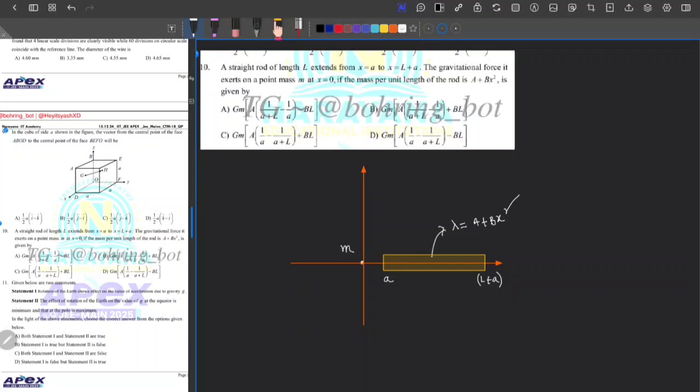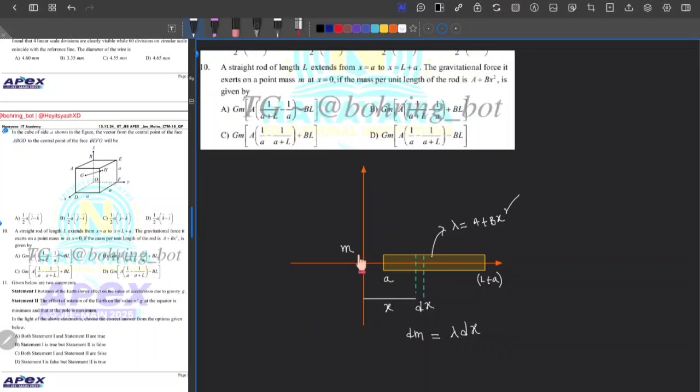Therefore what we do is we will take a small element here, and we will just integrate it. The small element is, let's say, dx, and the distance between the small element and that point mass is, let's say, x. If the small element has mass dm, then dm is equal to lambda into dx.